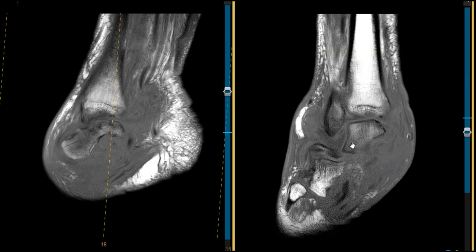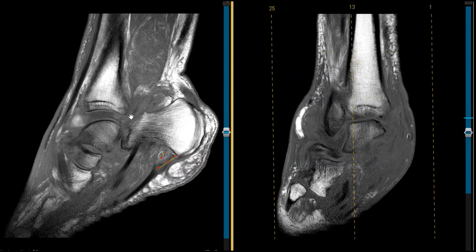So a really complex case here of probable Charcot foot, which is diabetic neuropathy, with a dislocation of the talus and abnormal position of these bones here.